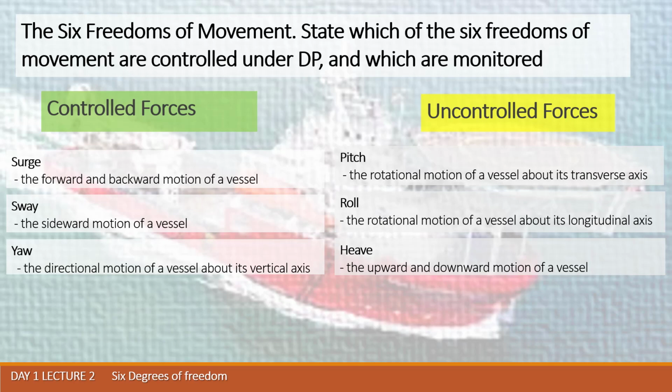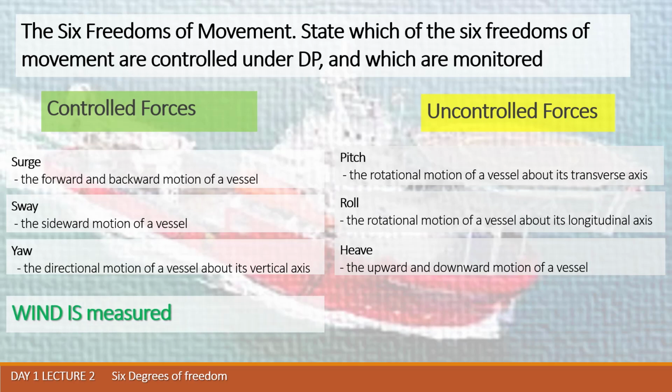Then please remember, a DP system is always equipped with a wind sensor, and wind is a major force acting upon the vessel, and wind is always measured by DP. And current is a parameter which is always calculated in DP.